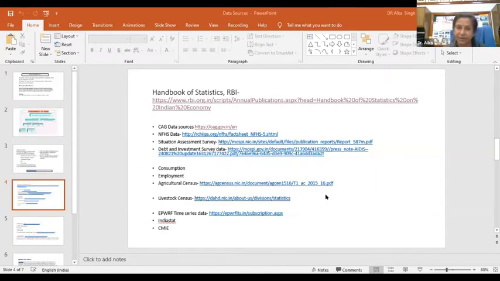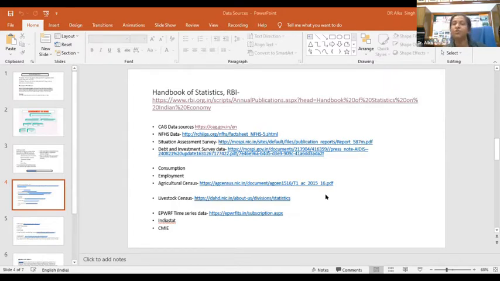Similarly, livestock census, for those who are working on the dairy or livestock sector, the Department of Animal Husbandry and Dairying publishes that data. That is again a quinquennial round, and the recent data has just come. Again, you have to write for the unit level data. Key indicators are already available. For unit level data, you need to write and show your interest, and they can provide the data for you to work on.